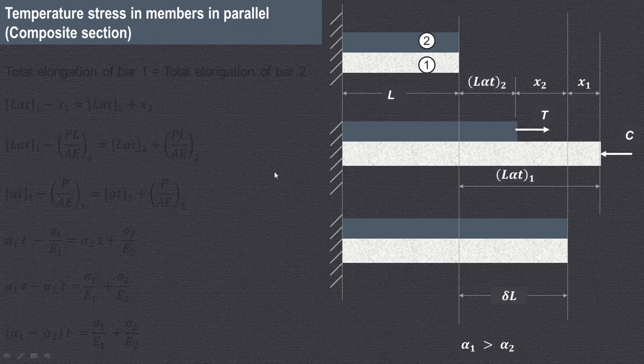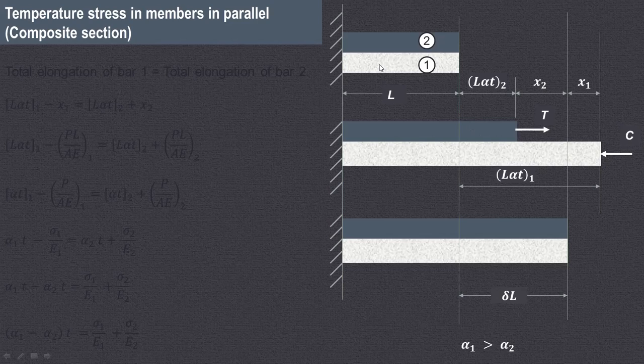In this video, we'll see the temperature stresses induced in composite section. Now the composite section is shown in the figure. There are two materials, 1 and 2. Alpha 1 is greater than alpha 2. Coefficient of linear expansion of material 1 is greater than that of material 2.